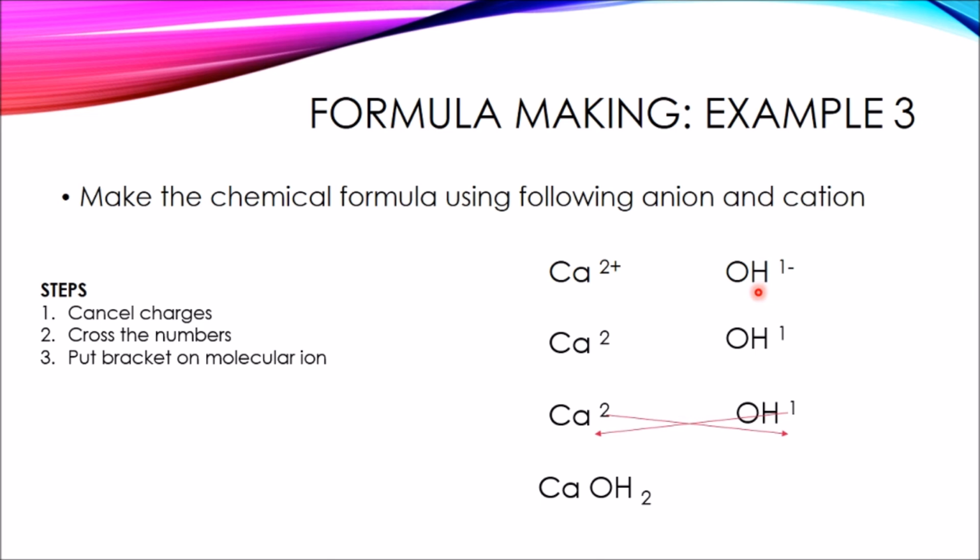Because OH is formed by two different atoms, this is a molecular ion. Whenever a number is shifted onto the molecular ion, we put the bracket on the molecular ion first. So it will look like this. We are going to put the bracket on OH and then the number that we have from the calcium. So this is the formula of calcium hydroxide. The first part is calcium, the second part is hydroxide, so the name is calcium hydroxide.